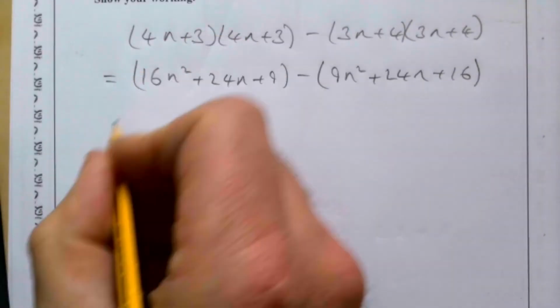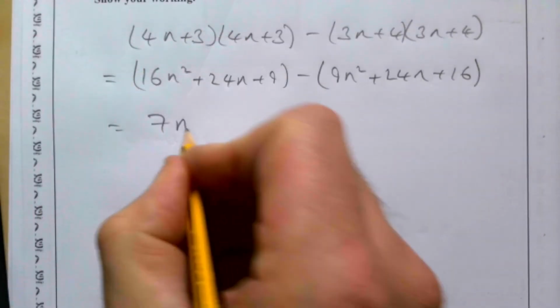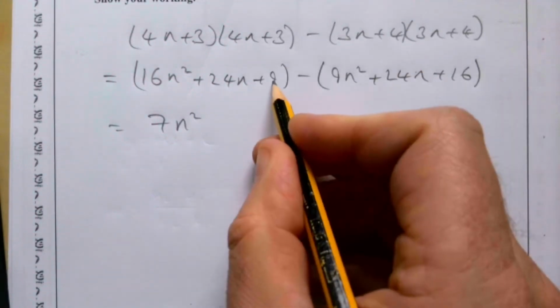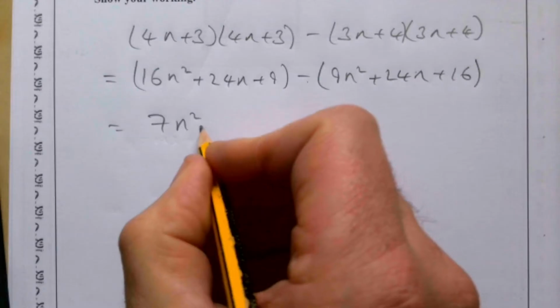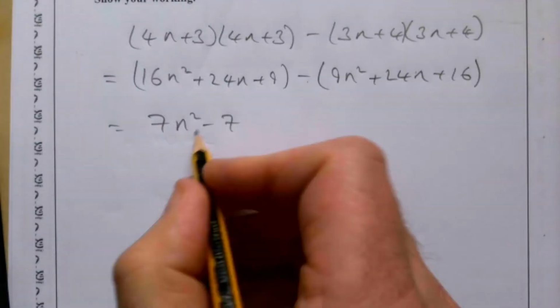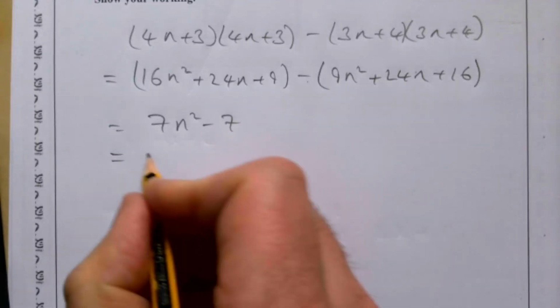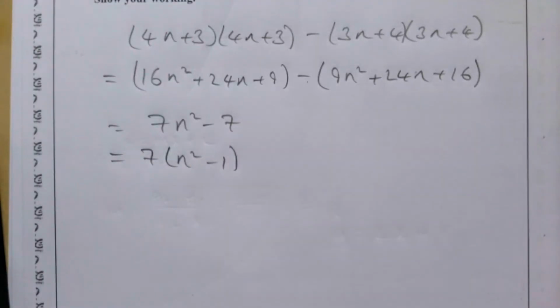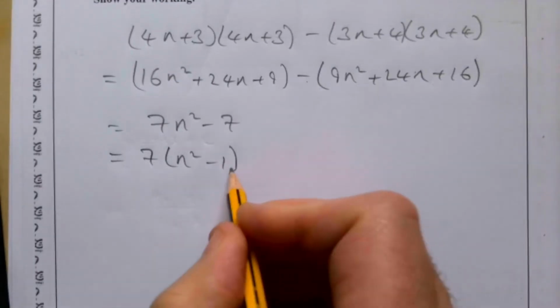Let's keep writing what it is here. So let's go 7n squared. The 24n, take away the 24n, so they disappear. And then we have 9 minus 16. So that's minus 7. They've asked us for fully factorized form, so we take out the 7n squared, minus 1, and then that's the difference of 2 squares. So now we're good to go.